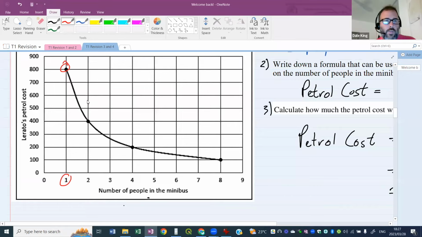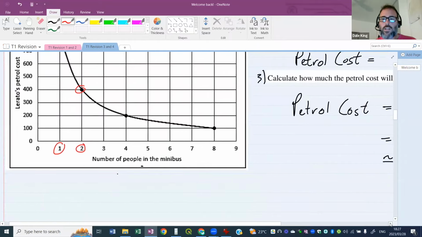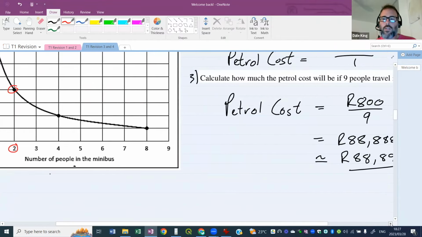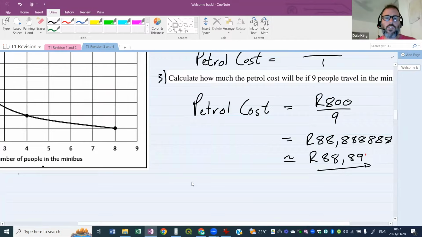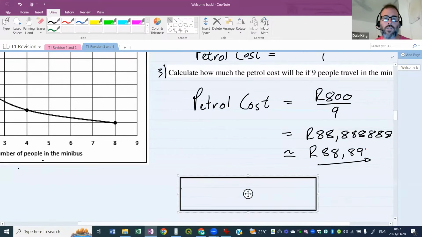All right. Now, if we look at the second point here, this is going to give us a much better idea. We went from 800 to 400. All right. And we got a value of 2. So what you could do is you could use a table, because I know you guys like using a table for this. All right. So let's get a table out here, and let's have a look at the values as they stand in a table. All right. So if we have 800 Rand, that's for 1 person.